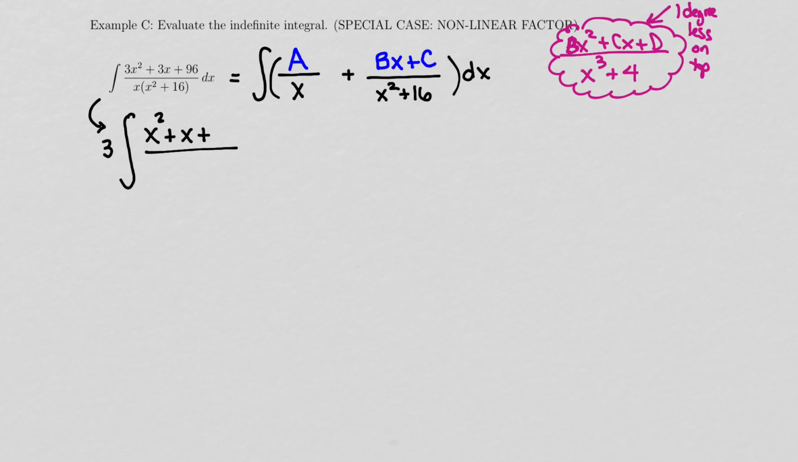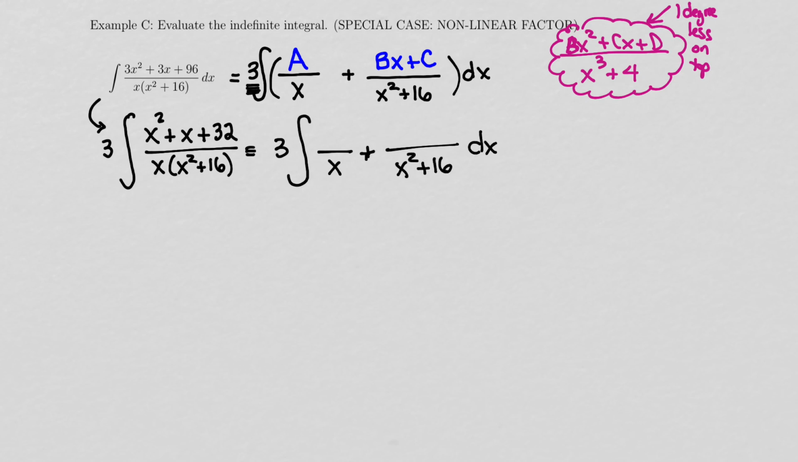3 goes into 96, right? How many times? 32. So let's actually pull a 3 out. I like that. So there's actually a 3 out front, right? Don't forget that 3 out front when we're moving on. Good. So that's equal to 3 times something over x plus something x plus c over x squared plus 16.